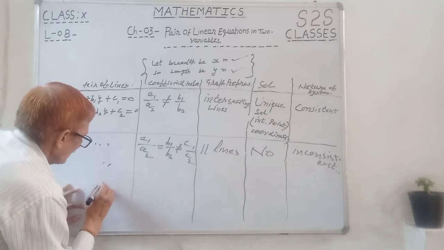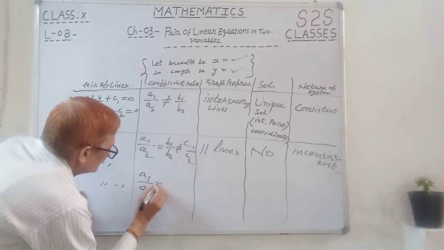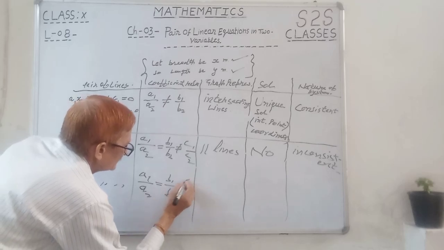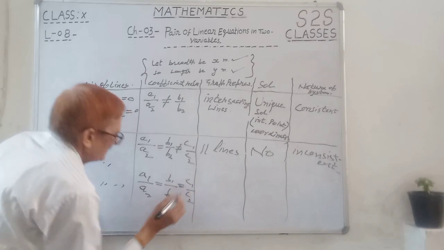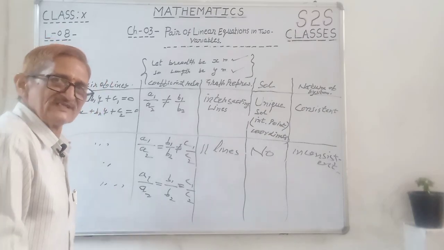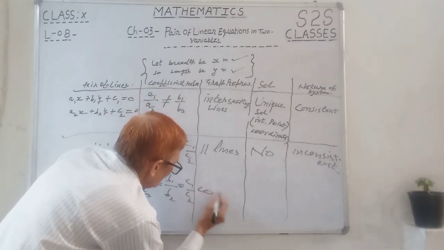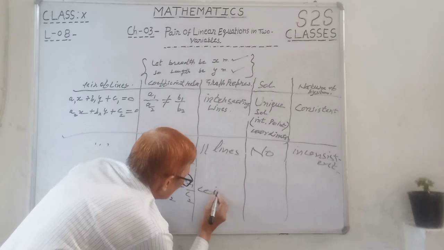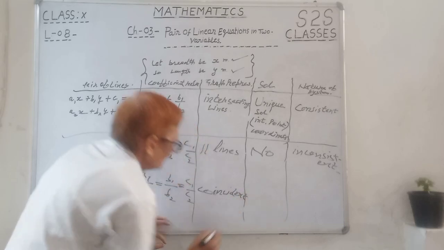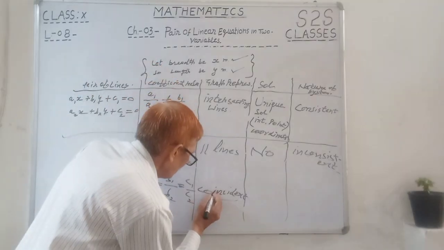Third point: if all three are equal, a1 upon a2 is equal to b1 upon b2 is equal to c1 upon c2, all three ratios of the respective coefficients of x, y and the constant are equal, then the graph will be coincident lines, overlapping lines. Coincident means overlapping lines.